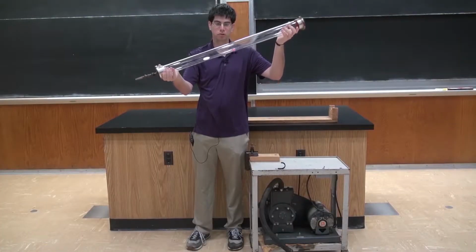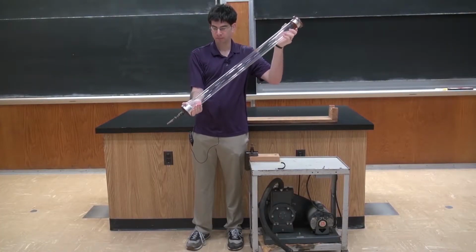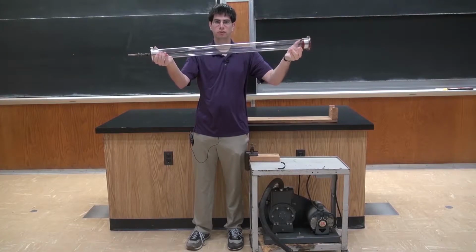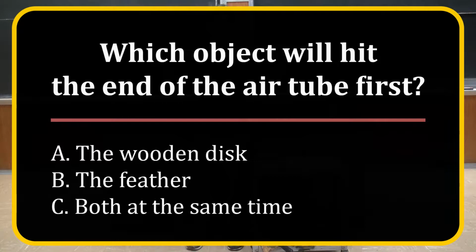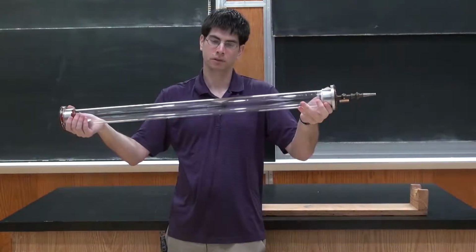What I'm going to do is put both these objects at the end, and then I'm going to turn this tube upright so both objects fall. And I want you to think, what do you think is going to happen? Do you think the wooden disc is going to hit the end of the tube first? Do you think the feather is going to hit the end of the tube first? Or do you think they're going to hit at the same time? And think about why. So let's see.